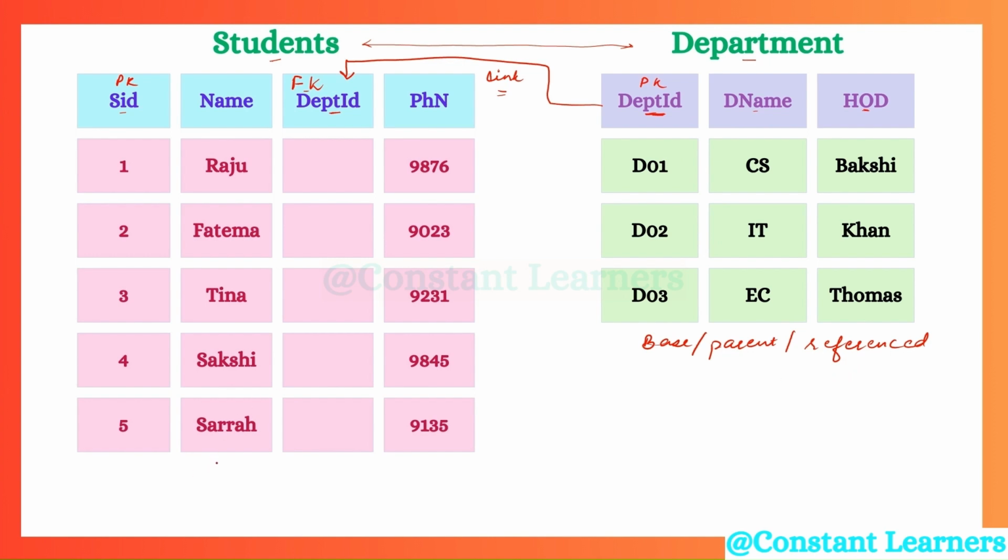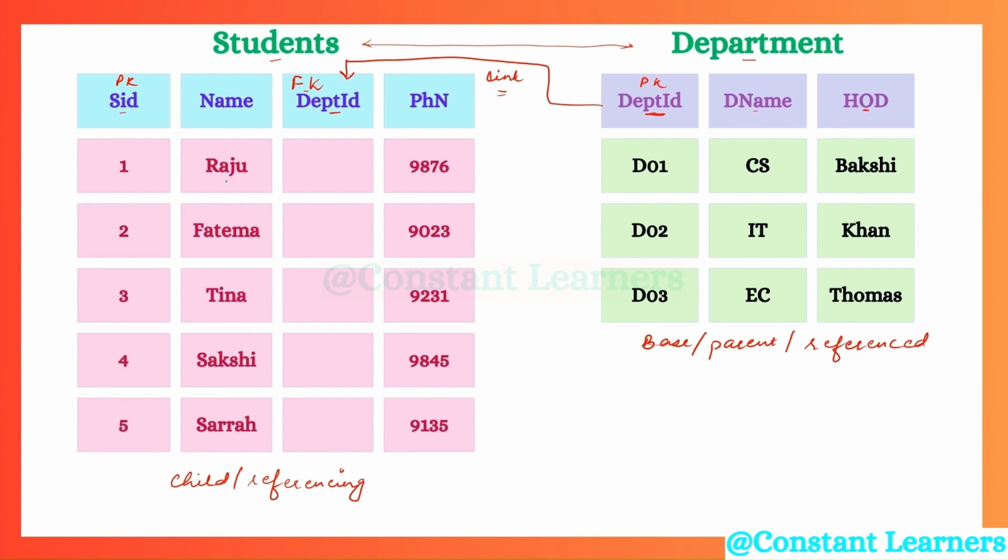And the students table, which is actually referencing another table's primary key, is known as the child table, or it is known as the referencing table, because it is referencing another primary key in another table. Alright, I hope that until now everything was clear.